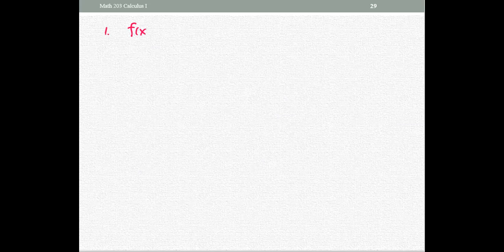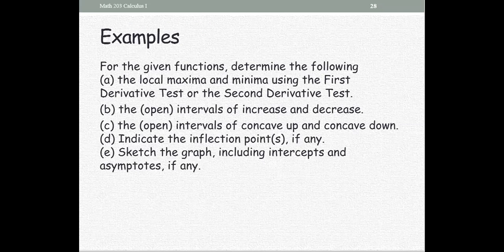The function f of x equals x to the fourth minus 6x squared. From the instruction here, we have to find the local max and local min using the first derivative test, or actually, we're going to do both, just to see if they come out the same way. And then we'll use the following part.